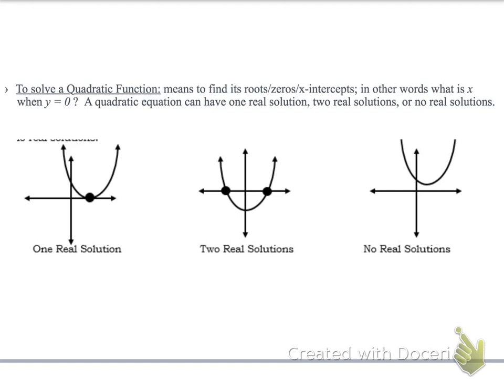Okay, so one real solution would be if you have x equals one number, it only crosses your x-axis once. Two real solutions, you'll have x equals two numbers, where it's crossing your x-axis twice. No real solutions means you don't have x equals a real number, and it would be floating above that x-axis.